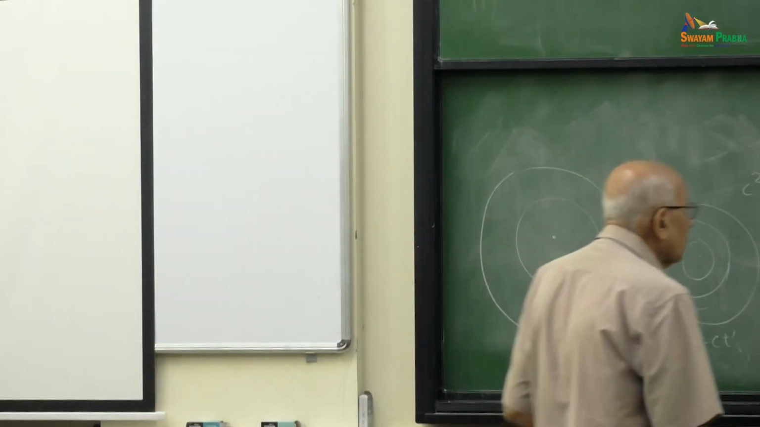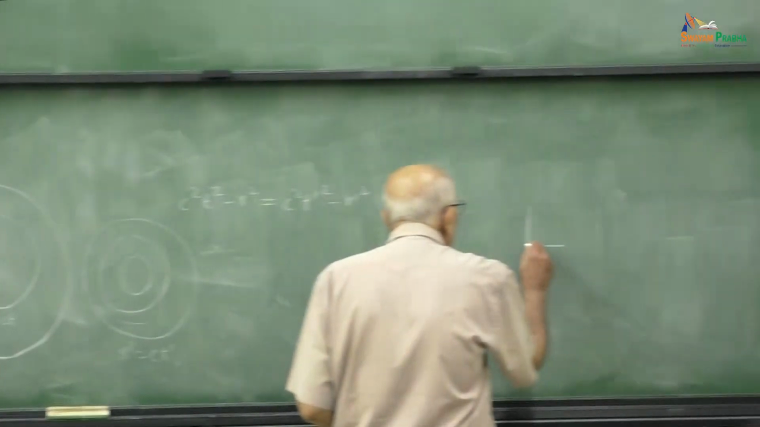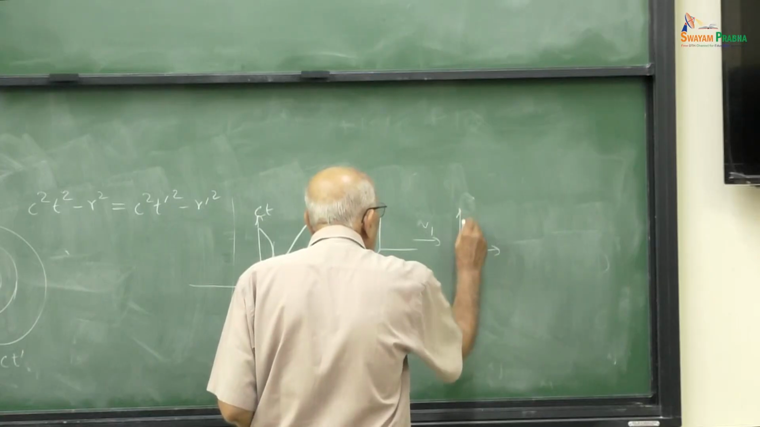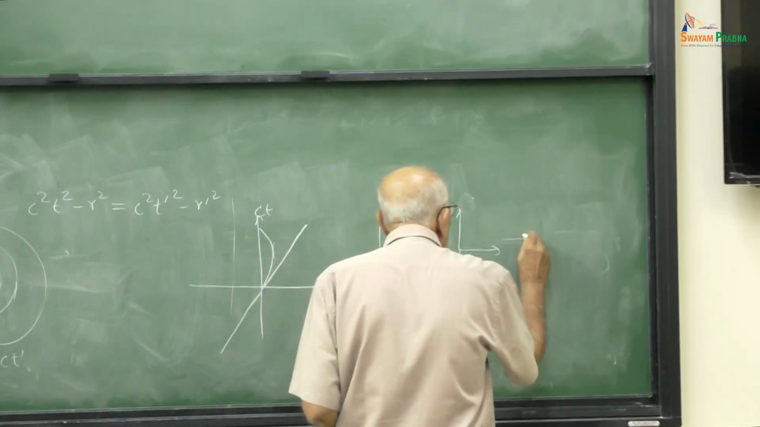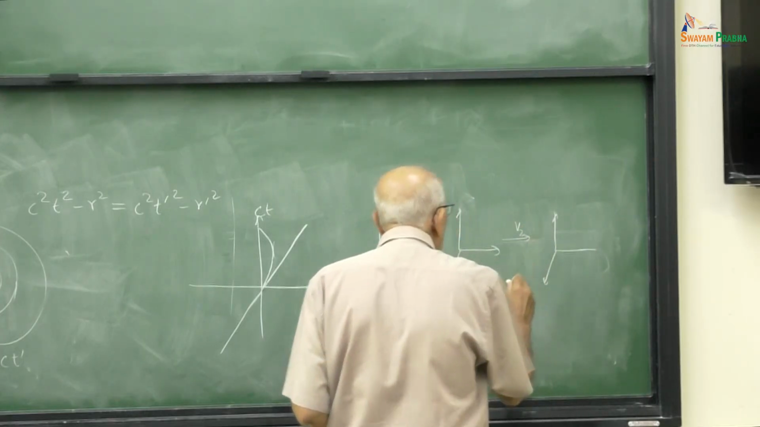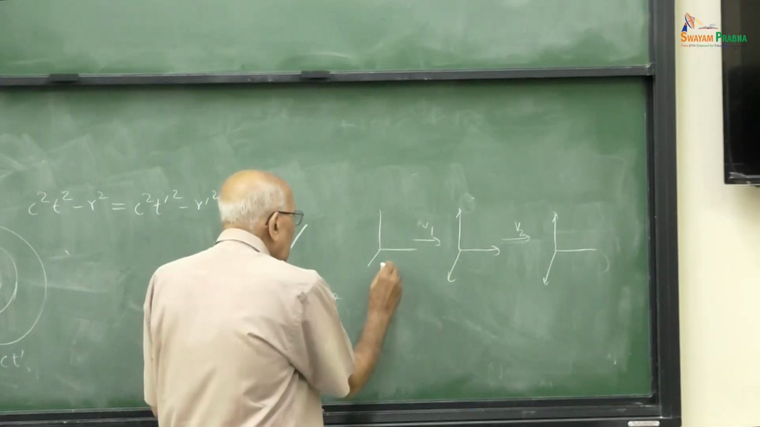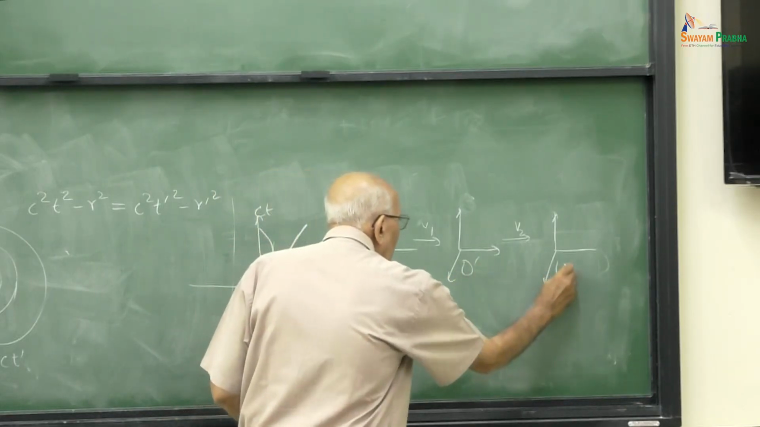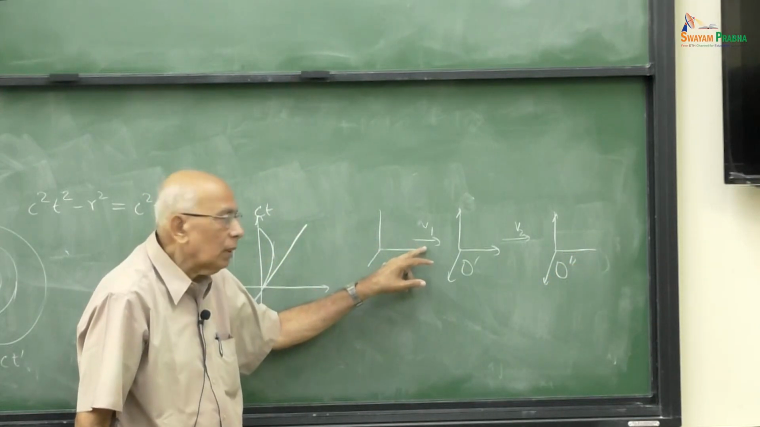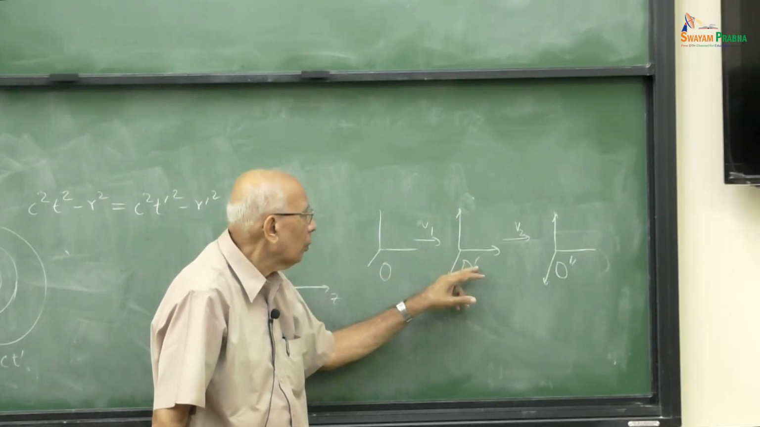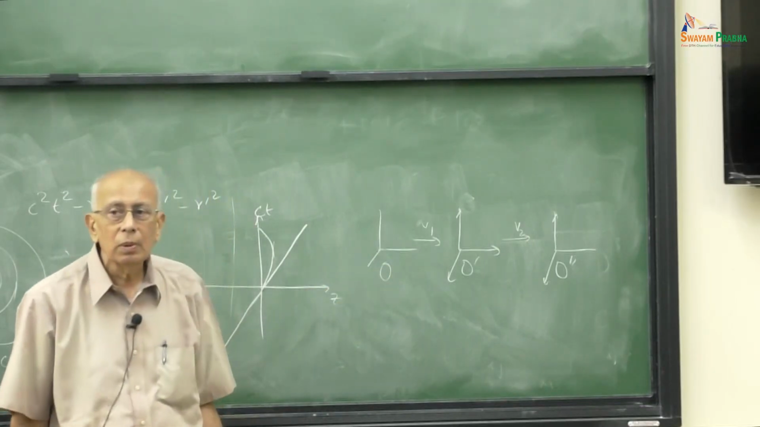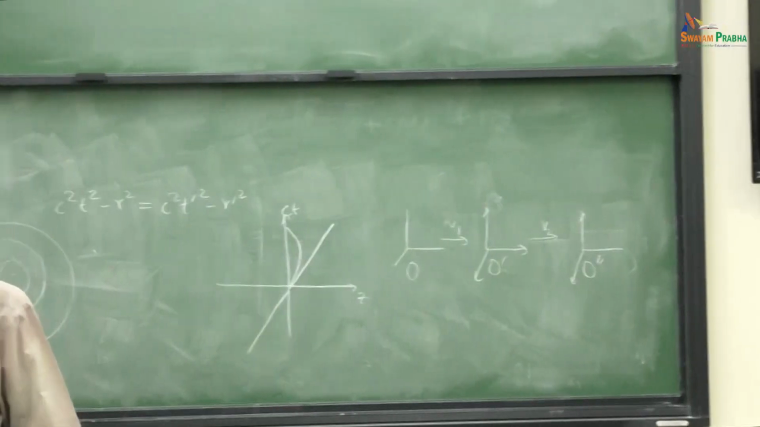So if you have an observer, one observer, and another fellow moving with speed v1 along the x-axis, say, and a third observer moving along the x-axis at v2 with respect to the second observer. So you have an O, O prime, and O double prime. The speed of O prime with respect to O is v1. The speed of O double prime with respect to O prime is v2. What is the speed of O double prime with respect to O? What would you say?